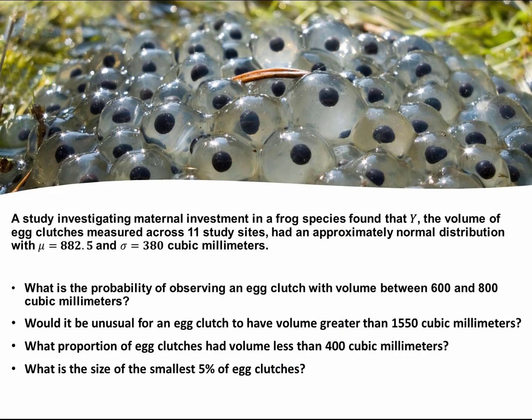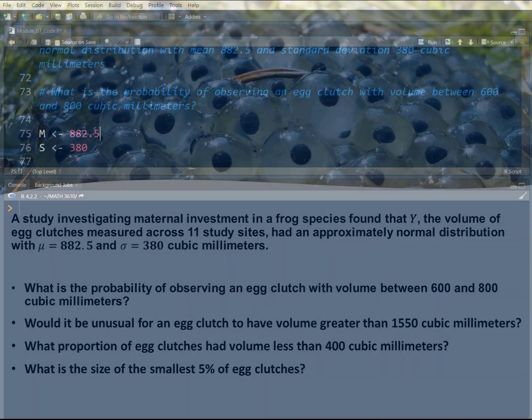Let's consider an example. A study investigating maternal investment in a frog species found that Y, the volume of egg clutches measured across 11 study sites, had an approximately normal distribution with mu equal to 882.5 and sigma equal to 380 cubic millimeters. What is the probability of observing an egg clutch with volume between 600 and 800 cubic millimeters?